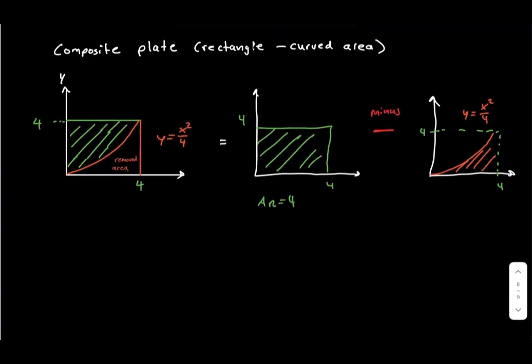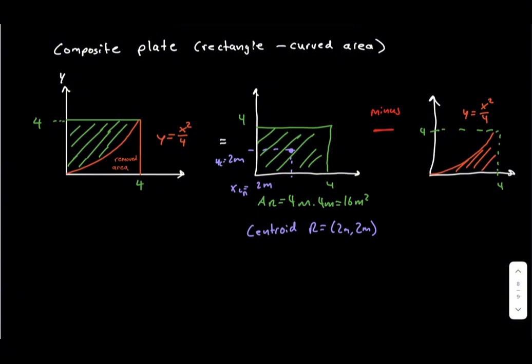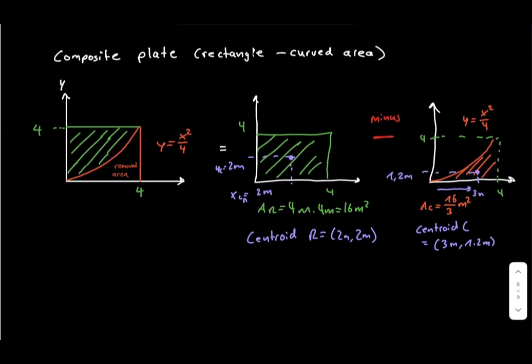Now we return to our original composite plate. The complete rectangle has an area of 16 square meters, and its centroid is located at 2 meters horizontally and 2 meters vertically. The curved region has an area of 16/3 square meters and a centroid at 3 meters and 1.2 meters. But there is one very important difference from our previous composite area example. This curved region is not material that we are adding. It is material that has been removed.